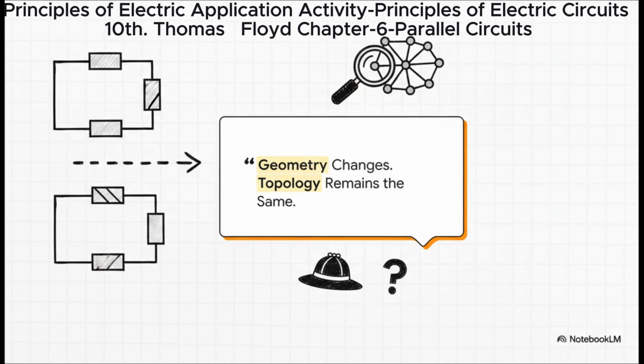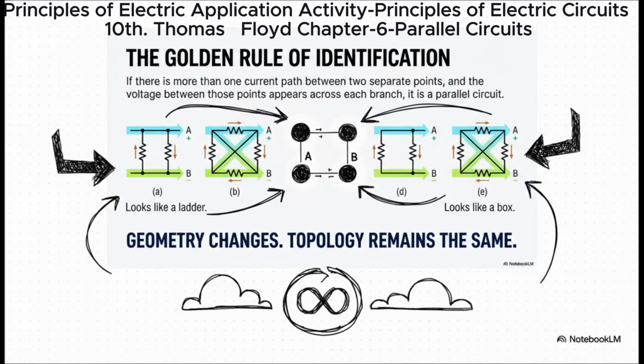This is the single most important thing you'll hear today. The physical shape, the geometry, can totally fool you. What actually defines the circuit is how things are connected, its topology. Your job as a circuit detective is to look right past how it's laid out and see how it's actually connected. And here's the golden rule in action.